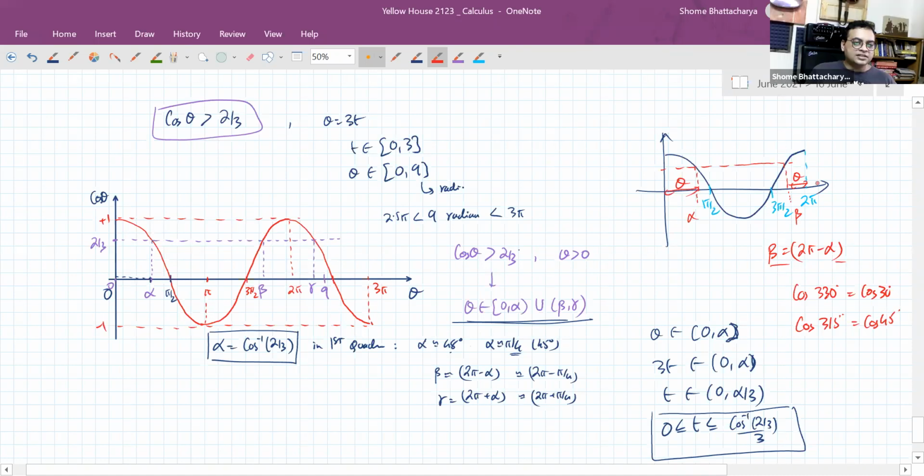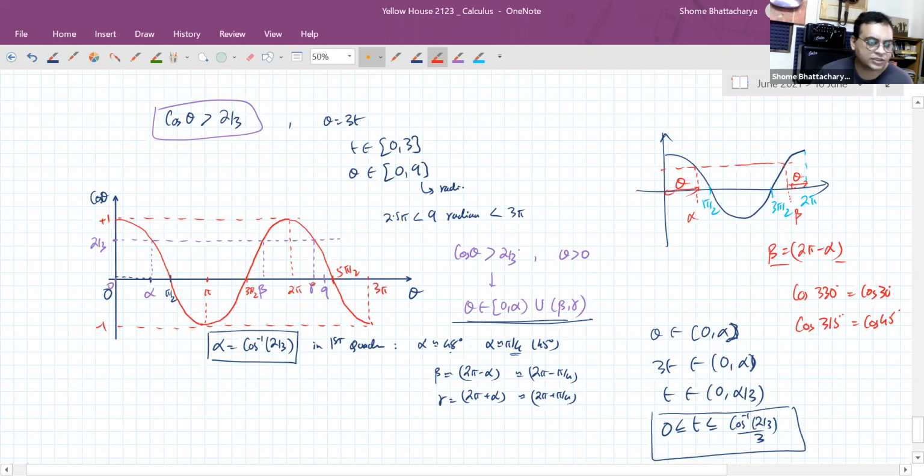Now, similarly, gamma is the next one after this. After this, you're coming back to the first quadrant. Between 2 pi and this point, which is 5 pi by 2, you're back in the first quadrant. So if this is alpha over here, this should again be alpha from 2 pi to gamma. That means gamma is 2 pi plus alpha. Understood?